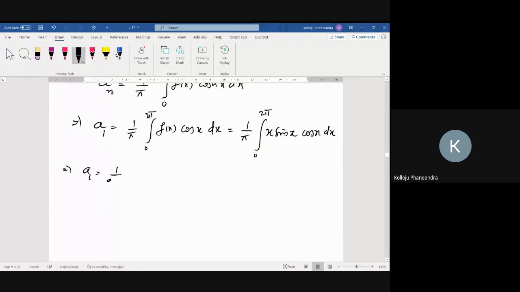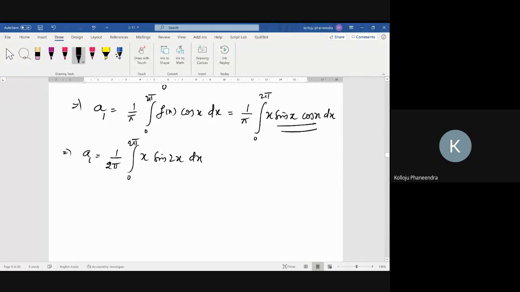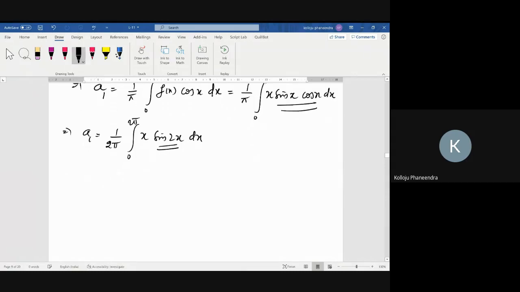So 1 by 2 pi, 0 to 2 pi, x into, one can write 2 sine x cos x as sine 2x. Sine x cos x multiplied by 2 is sine 2x. Now this is equal to 1 by 2 pi, again the same integration by parts formula: x derivative part, sine 2x integration minus cos 2x by 2, minus x derivative 1, again one more integration for cos 2x, sine 2x by 4, and 1 derivative 0. So stop here, 0 to 2 pi.